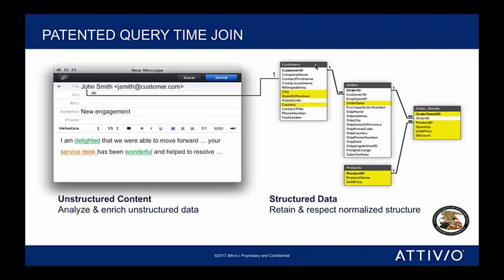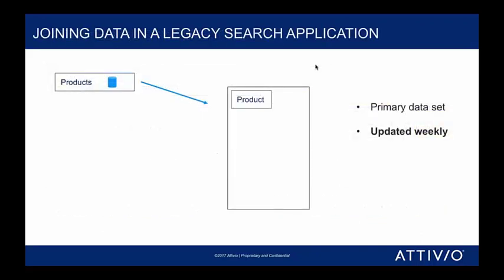And finally, you can find relationships between disparate data sets with Attivio. No other technology in the market handles structured and unstructured data as completely as Attivio. With Attivio, all data can be analyzed in the same application, opening up new paths to insight and value. So let's talk about really what this means and how query time join works and how you might use it.